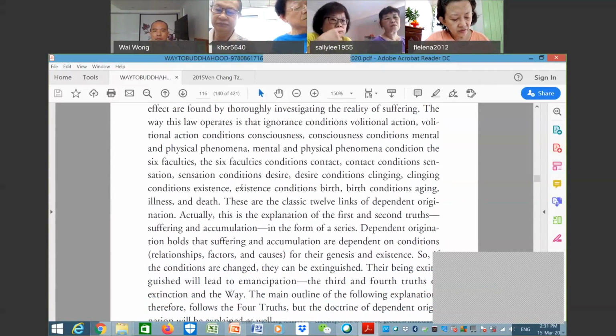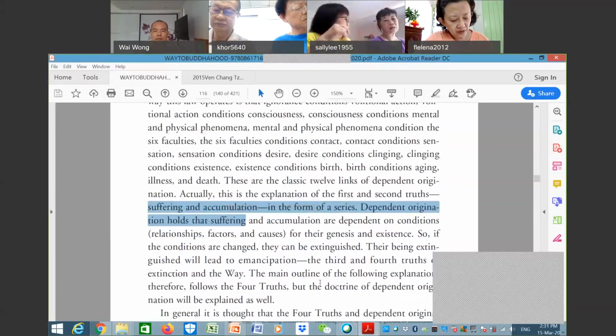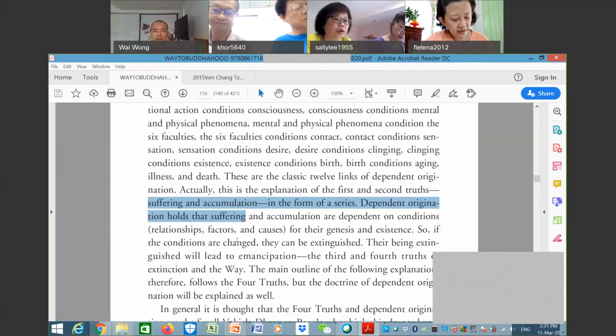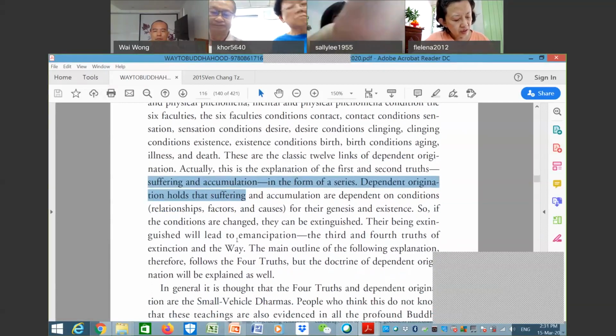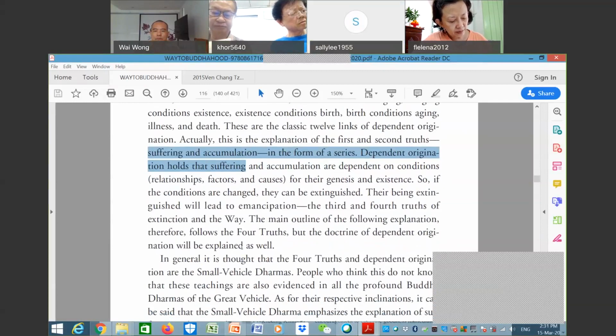Actually, this is the explanation of the first and second truth, suffering and accumulation, in the form of a series. Dependent origination shows that suffering and accumulation depend on conditions, relationships, factors, and causes for their genesis and existence. So if the conditions are changed, they can be extinguished. Their being extinguished will lead to emancipation, the third and fourth truth of extinction and the way. The main outline of the following explanation therefore follows the four truths, but the doctrine of dependent origination will be explained as well.